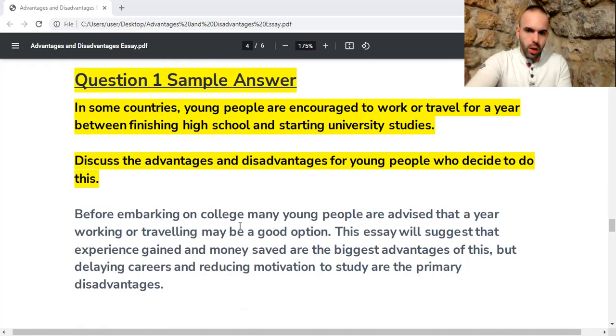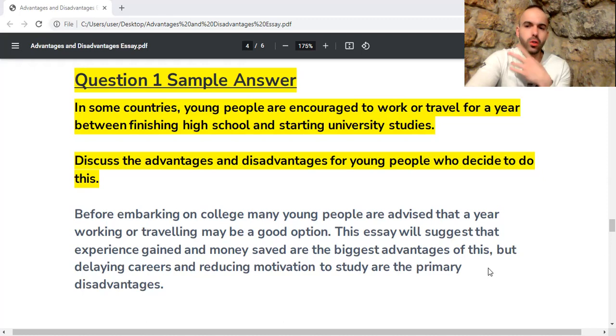Before embarking on college, many people are advised that a year working or traveling may be a good option. This essay would suggest that experience gained and money saved are the biggest advantages of this.